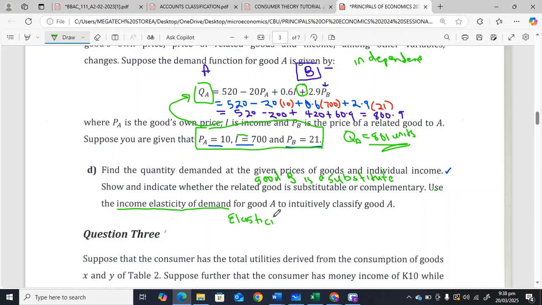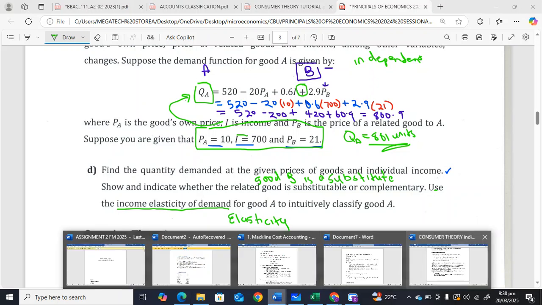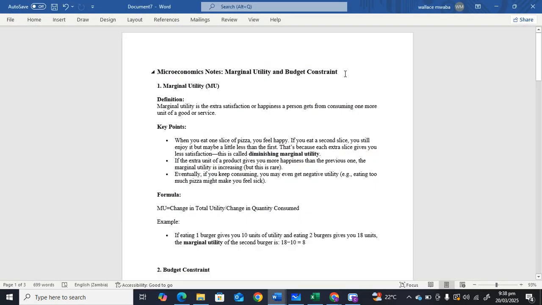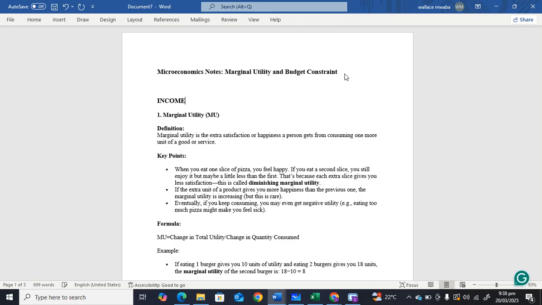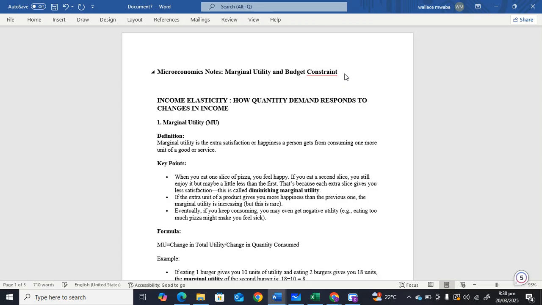So when we say income elasticity of demand, it is how quantity demanded responds to changes in income. Maybe I should write this down. Income elasticity of demand: how quantity demanded responds to changes in income. That's income elasticity of demand.